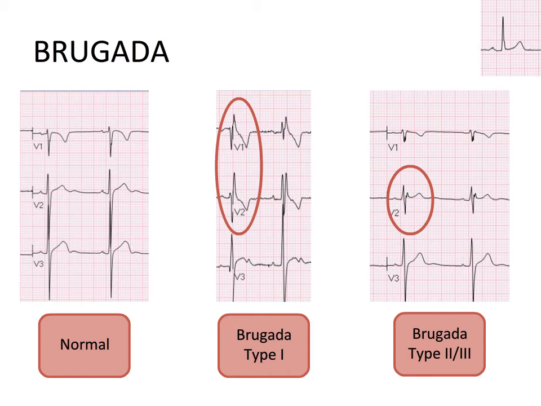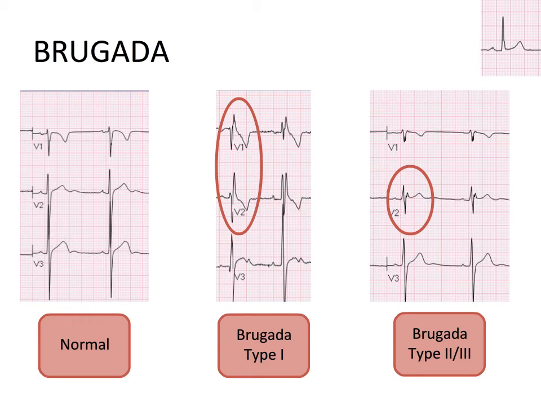The difference between Brugada types 2 and 3 is the amount of ST elevation. Brugada type 2 has greater than 1 millimeter of ST elevation, while Brugada type 3 has less than 1 millimeter of ST elevation. Any of these cases of Brugada pattern should be followed up by cardiology. If the patient presented with or has a concerning history, cardiology should see the patient in the ED. Otherwise, this can be done as an outpatient.